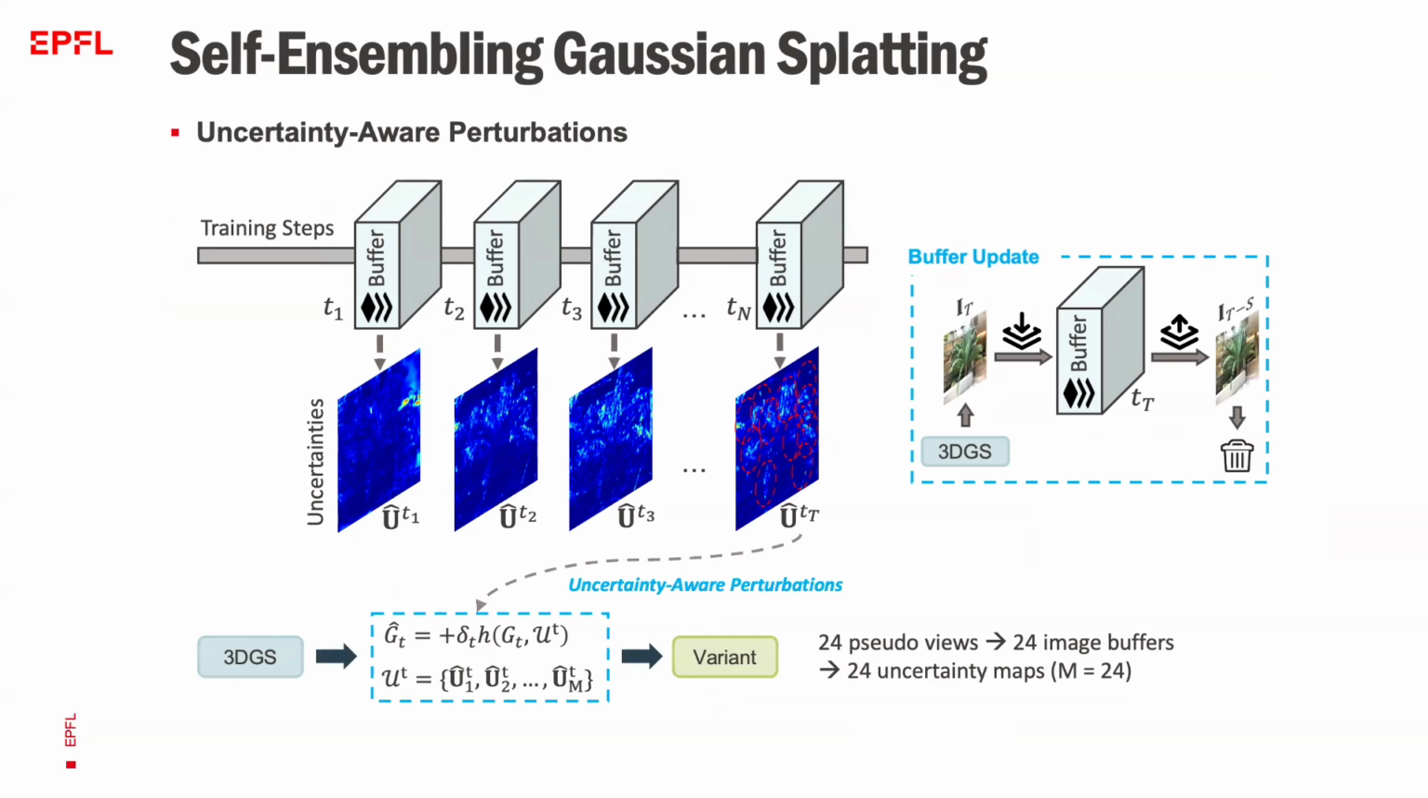We label the Gaussians corresponding to the pixels with high uncertainty scores as uncertain Gaussians, and we add random noise only to these uncertain Gaussian primitives. This creates a perturbed variant from the original model. By default, we sampled 24 pseudo-views, which leads to 24 uncertainty maps each time.